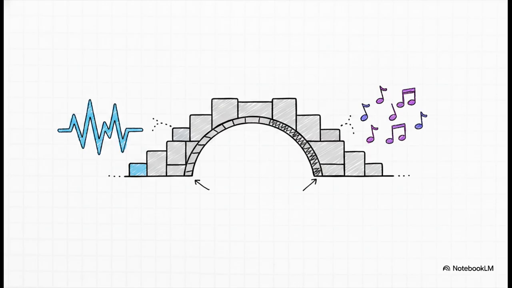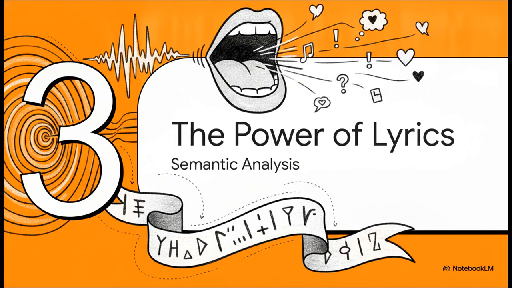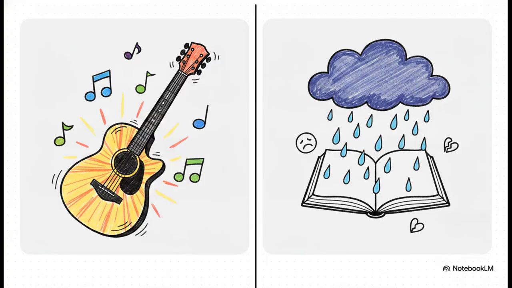By tracking how a song shifts chromatically over time, the algorithm finally starts to understand the actual harmony of the music, not just the raw bouncing sound waves. Move on to section 3, the power of lyrics. Because, let's be real, a song isn't just instrumentals.